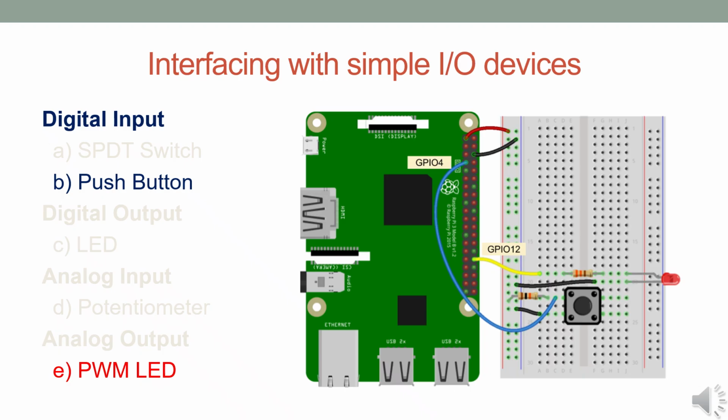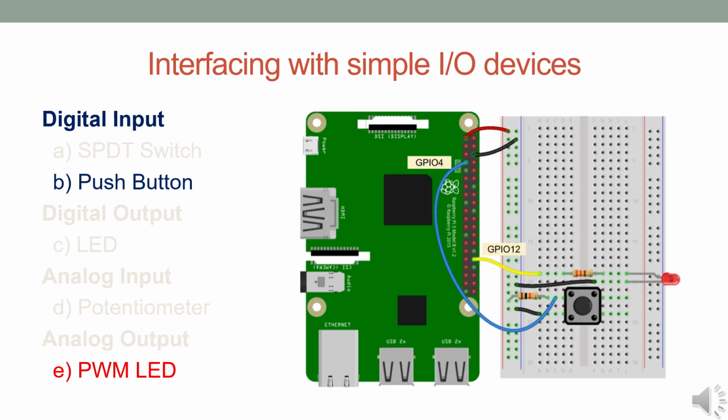By using a PWMLED object in Python's gpiozero library, GPIO12 can provide pulse width modulation, which allows for fine-grained control over LED brightness instead of a simple on-off state. In software, we can declare the button and LED devices with button = Button(4) and led = PWMLED(12).